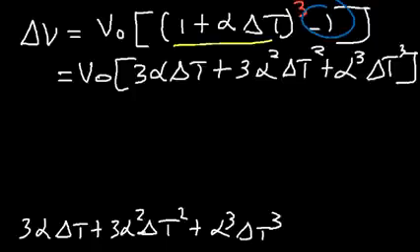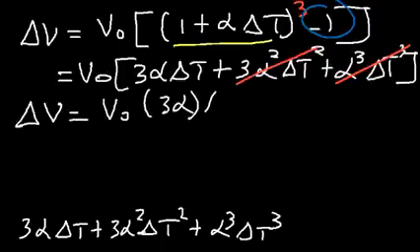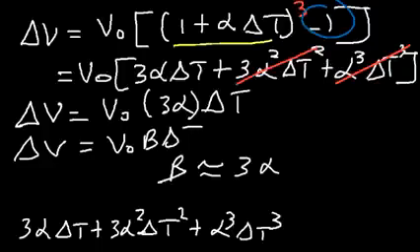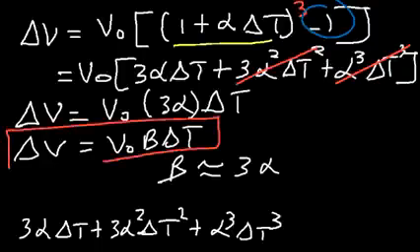Now when alpha is small, particularly for solids, we are able to cancel alpha squared because alpha squared will be even smaller. So this term is insignificant. And if alpha squared is very small, alpha cubed is even smaller, so we can get rid of this. So we can say that delta V is V0 times 3 alpha times delta T. And we said that beta is approximately 3 times alpha. So then we come up with this equation: delta V is equal to V0 times beta times delta T, which is the equation that we were using for volume expansion. So you can see how it's related to linear expansion.